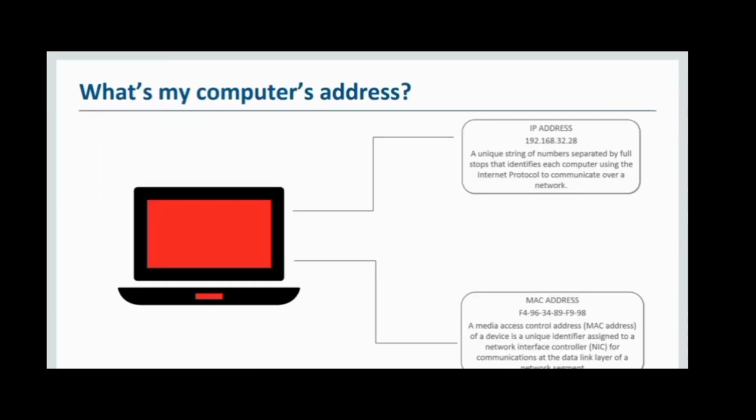Now a good question might have arisen in some of your minds: how does one know who is what on a network? Well, that is solved by the computer's address, which is divided into two addresses: one, the physical address, which is the MAC address, and two, the digital address, which is the IP address.